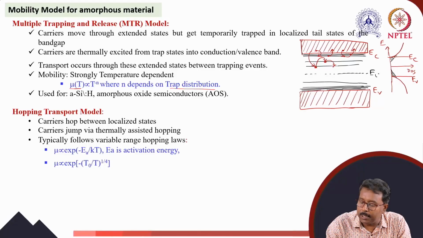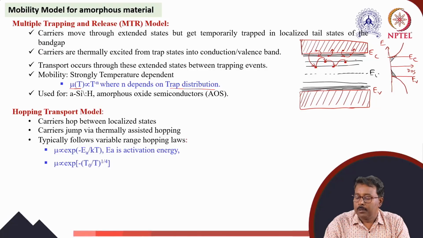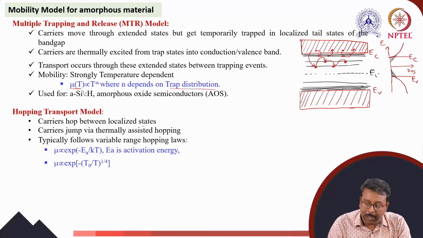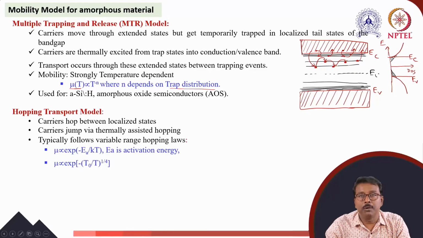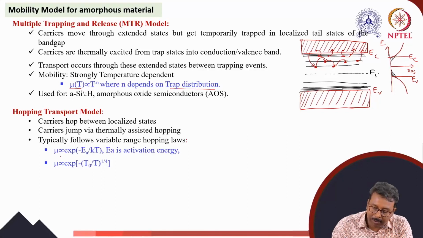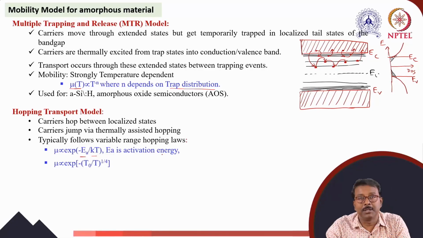Again, they may hop to these states. So this is the hopping mechanism, hopping between localized states. After that, at some other point, they may be re-emitted and go back to the conduction band. This mechanism of carrier flow is modeled by an equation where mu is proportional to exponential minus EA by KT, where EA is the activation energy.